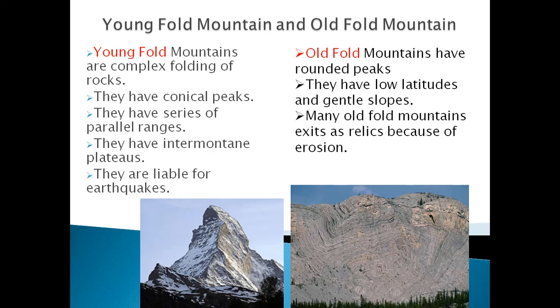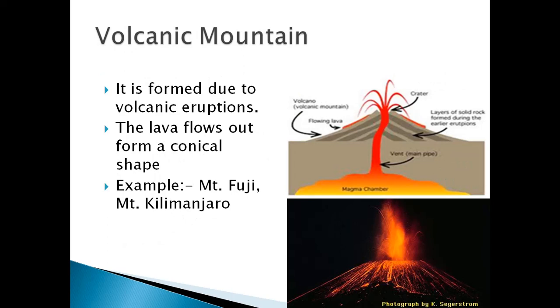Now let us look into volcanic mountains. Volcanic mountains are formed due to volcanic eruption. Where there is a volcanic eruption, semi-molten and molten lava comes out, and when it flows out, it is deposited near the hole and makes a conical shape. When it takes a conical shape, it creates a mountain. Good examples of volcanic mountains are Mount Fuji in Japan and Mount Kilimanjaro in Africa.